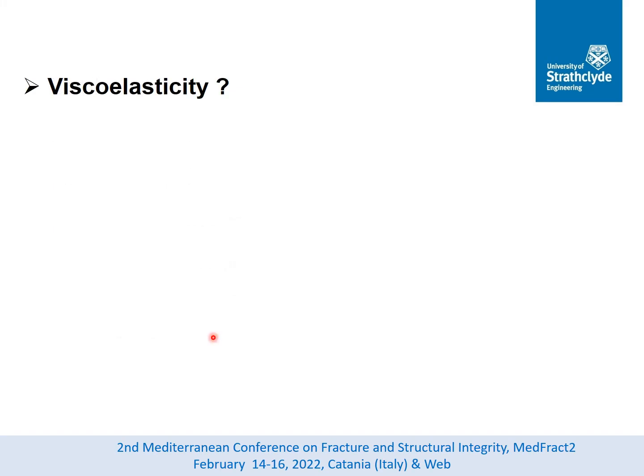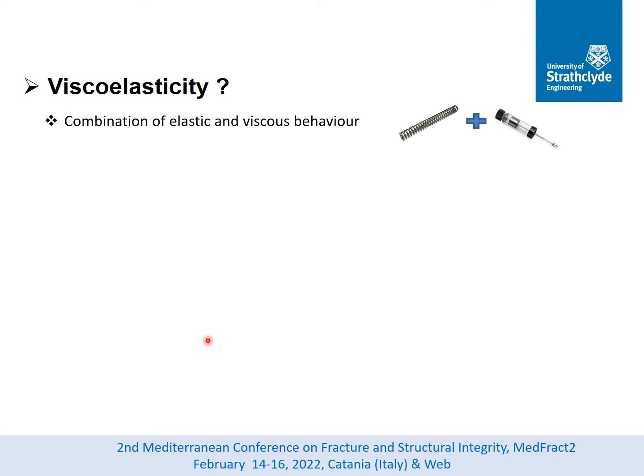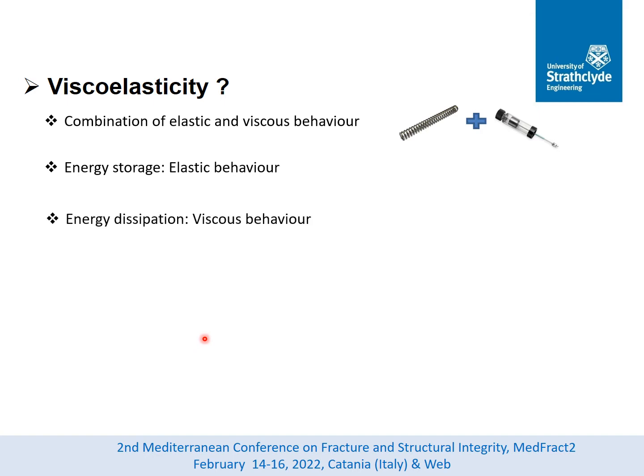So, what is viscoelasticity? Viscoelasticity is simply defined as the combination of elastic and viscous behavior. The elastic part of the deformation is related to energy storage, while the viscous part is responsible for dissipation of distortional energy. The elastic part is represented by spring elements, while dashpot elements are used for viscous deformation.